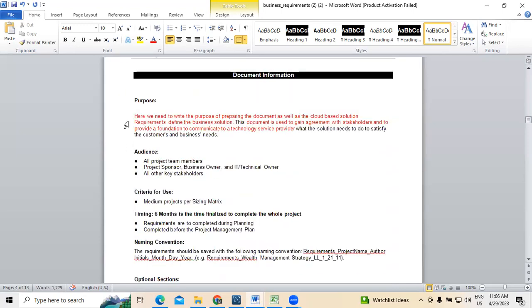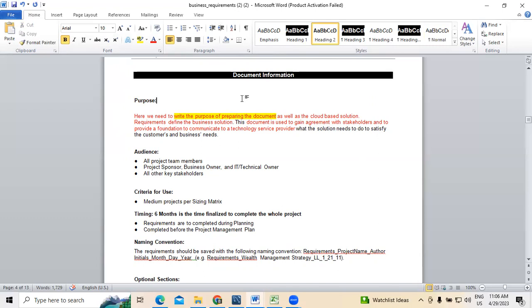Followed by this, here we need to write down the purpose, right? So the purpose of writing the documentation is essentially important. Whenever we write here, we need to write the purpose of preparing this document. One has to understand why we are preparing this documentation and for what reason we are going to prepare this document.